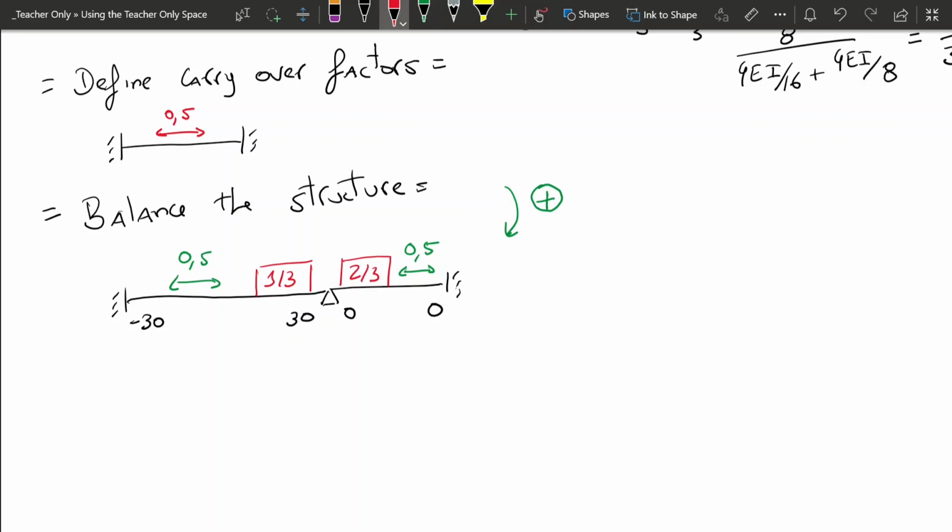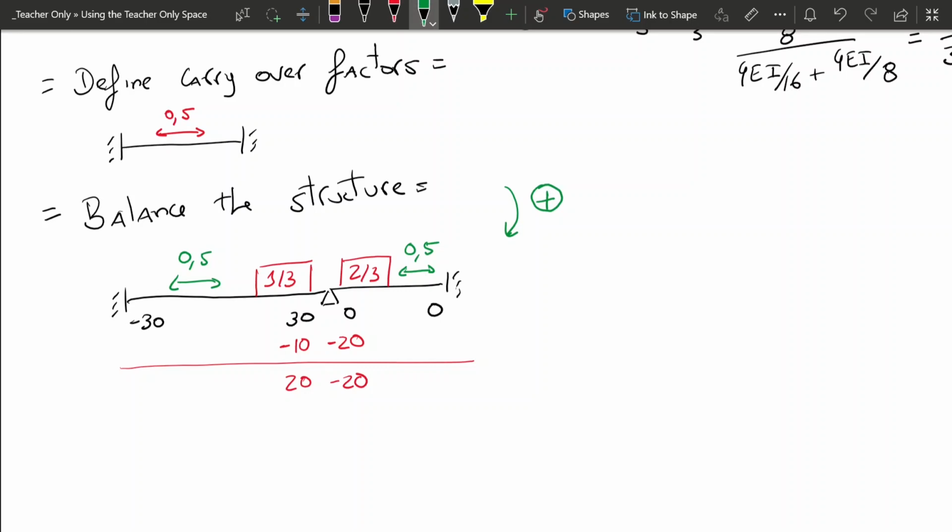Now, it's time to balance our structure. So we have here a problem of 30, so we're going to balance, and we're going to make sure we apply minus 30 in this node. And because 1/3 goes to the left, we put minus 10, and 2/3 go to the right, we put plus 20. I mean minus 20. So we are applying minus 30 in total to compensate, and then we distribute according to the distribution factors. And now we can add up, and you'll see here we get 20, and here we have minus 20. So now our node is in equilibrium.